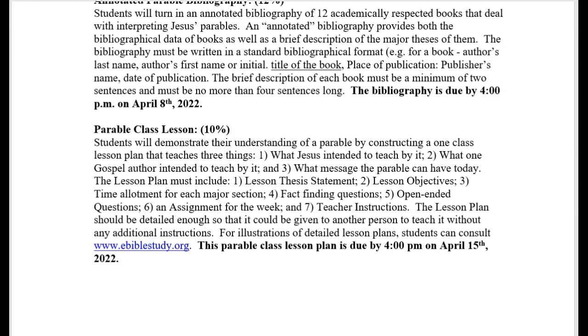So the lesson plan should be detailed enough so that it could be given, as I said, to another person to teach without any additional instructions. You could just hand it to them, they could take it, they could go off.